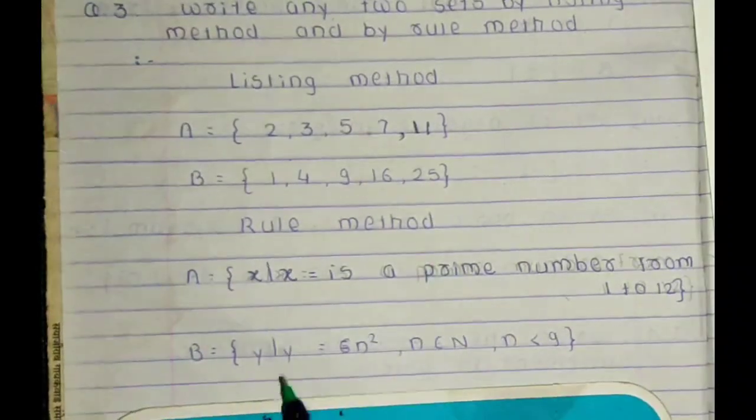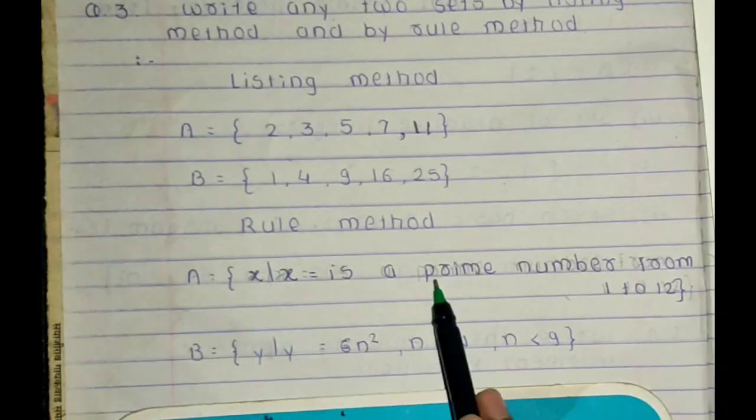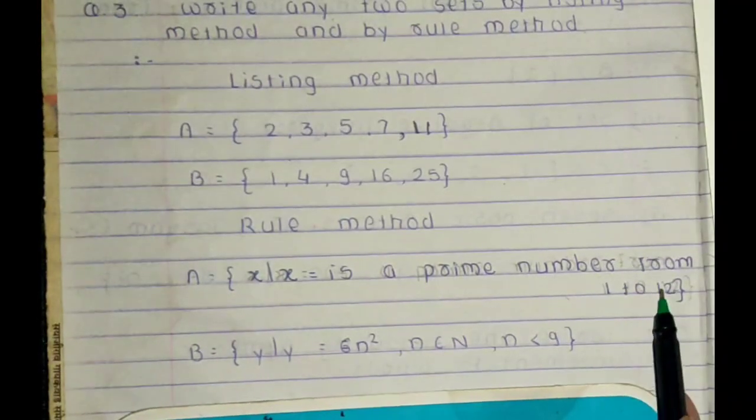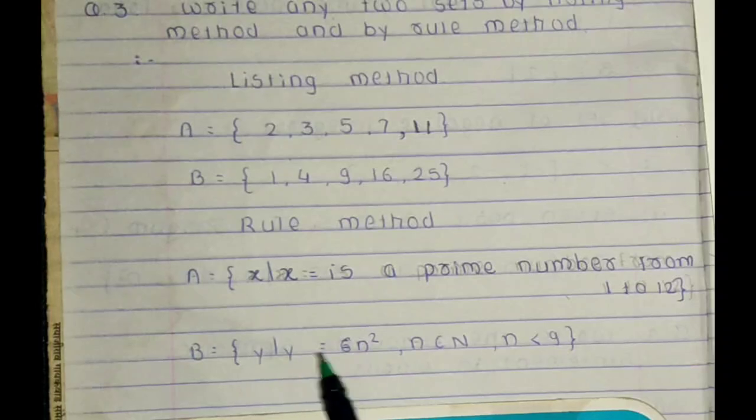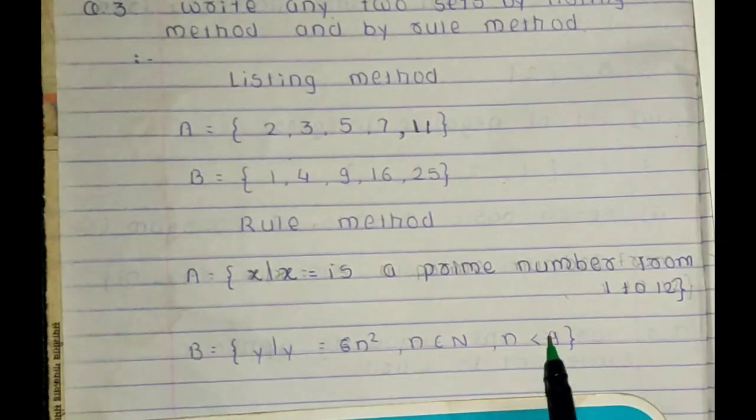In the rule method, A equals {x such that x is a prime number from 1 to 12}. B equals {y such that y equals n squared, such that n belongs to N and n is less than 9}.